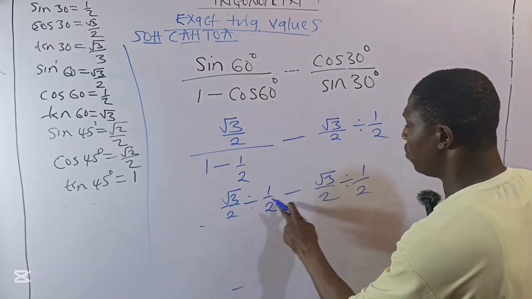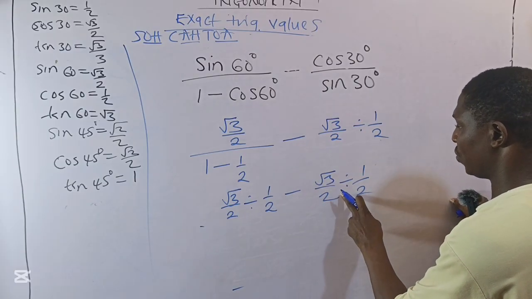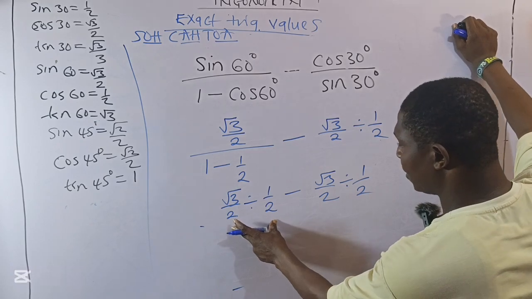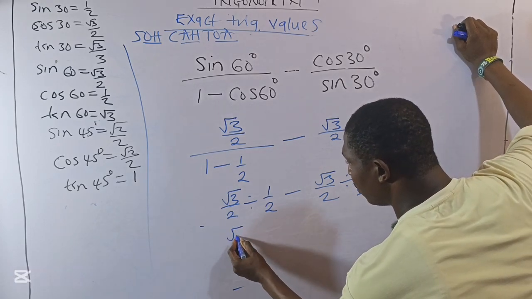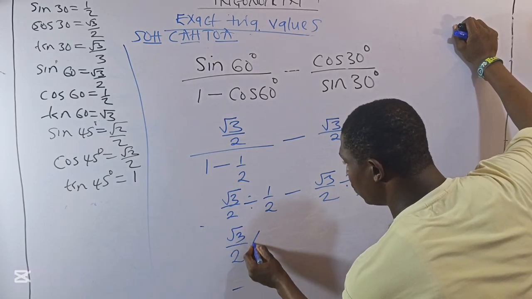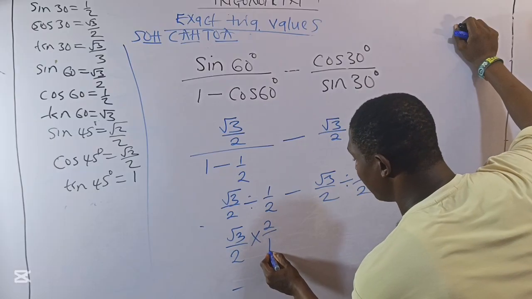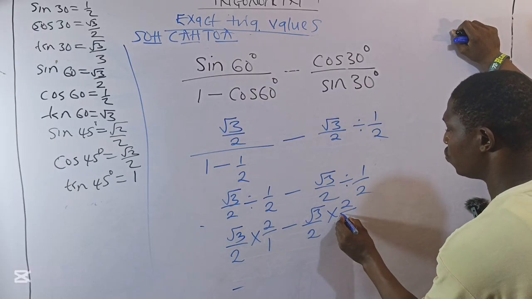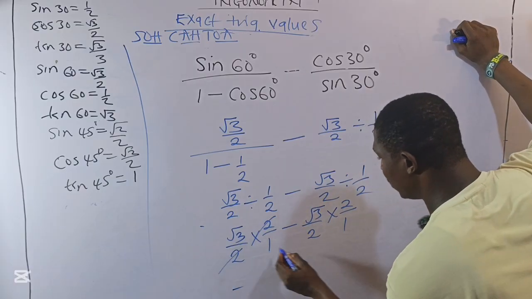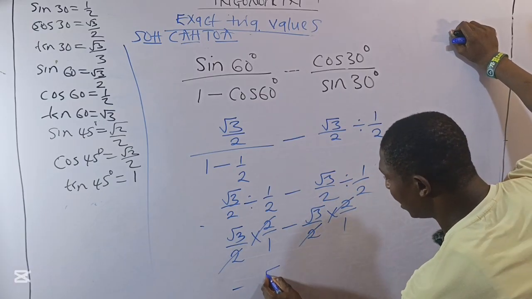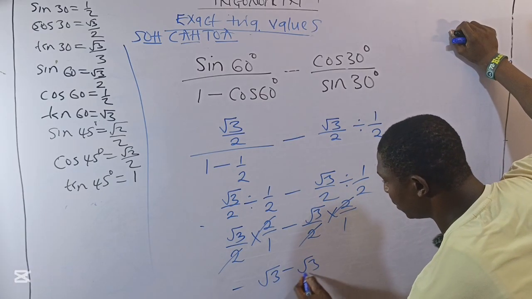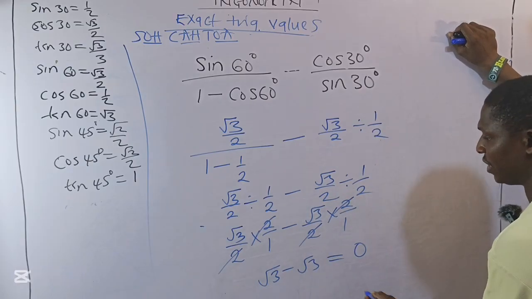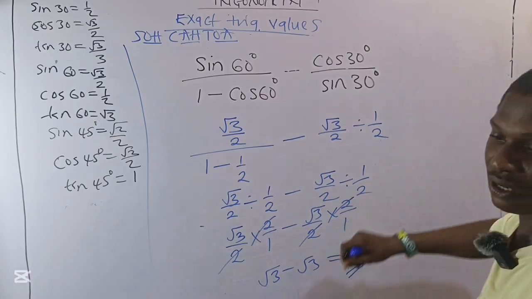Now I have division and minus. If I have this, I'll simply have root 3 over 2 times 2 over 1, minus root 3 over 2 times 2 over 1. This will cancel, this will equally cancel, and I'll have root 3 minus root 3, which equals 0, because anything subtracting itself is 0. So this is my answer.